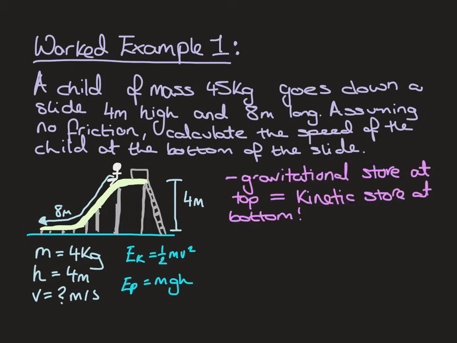Now, one of the keys to solving this question is to remember that the energy in the gravitational store at the top of the slide is going to be equal to the energy in the kinetic store at the bottom of the slide, and that's the case because there's no friction. If there was friction, we'd find that some of the other energy had gone into heating, but we'll talk about that later in the video and in the next video as well.